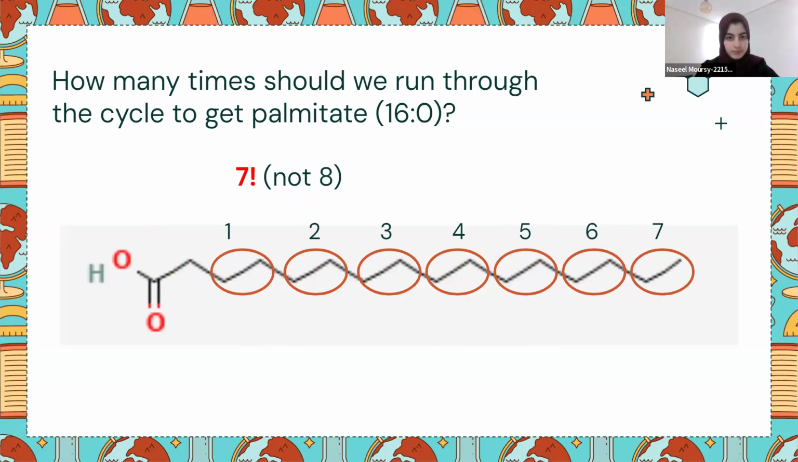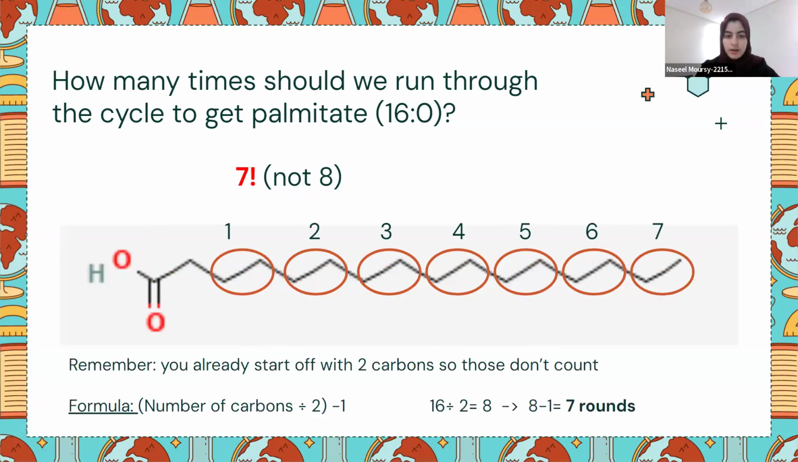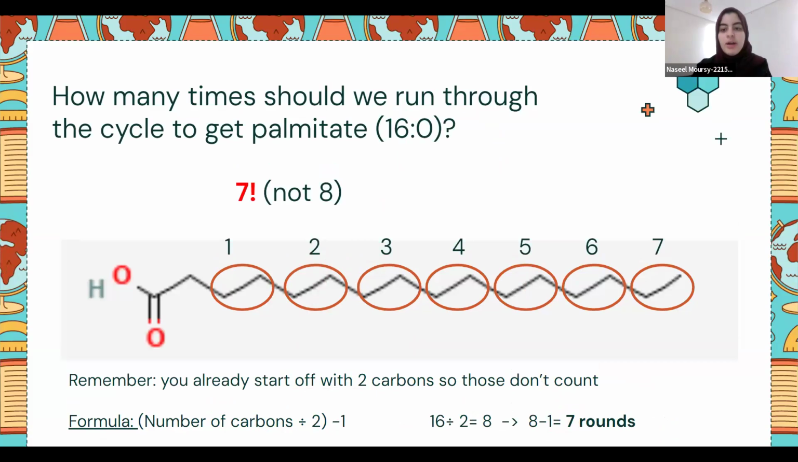Now this is really important. How can we calculate this? There's a formula that you can use. It's the number of carbons, so here we have 16, divided by 2, which was how most of you thought, so 8. But, however, since you already started off with 2 carbons, you don't count those, so you minus 1. So you get 7 rounds, okay, for palmitate. And this is really important, okay, because most people think that it's 8. Most people just say, okay, divide by 2, but no, okay? You need to divide by 2 and then subtract 1 because you've already started with 2. These do not count, okay?